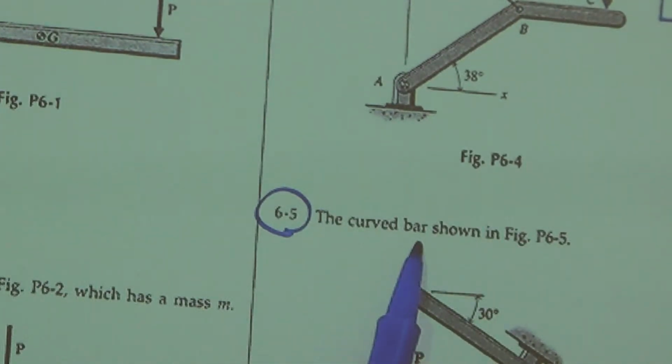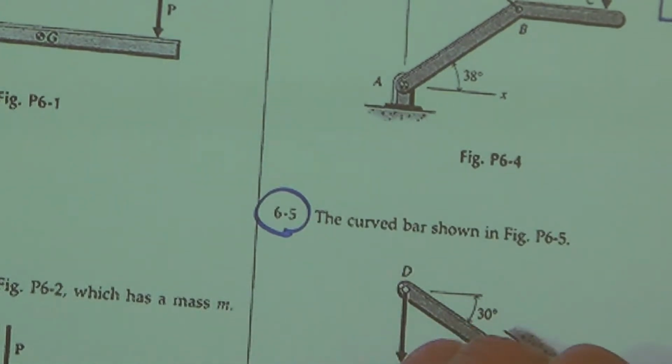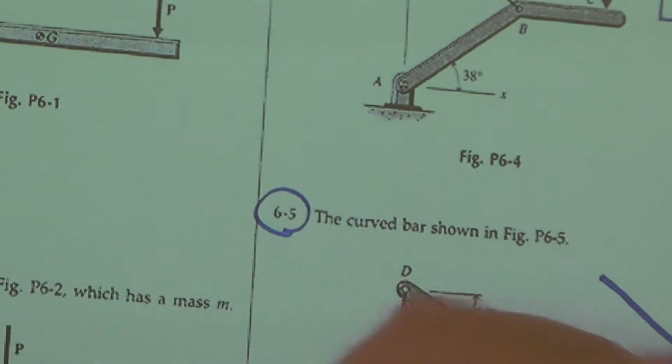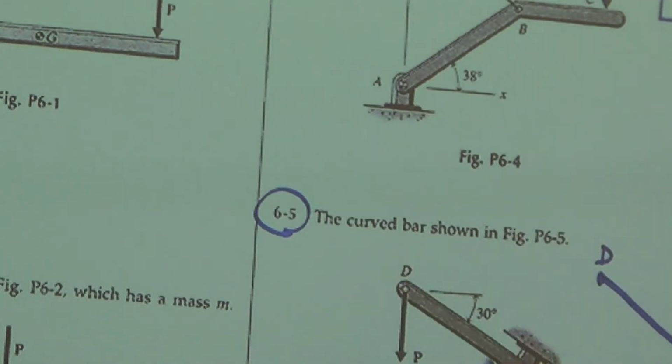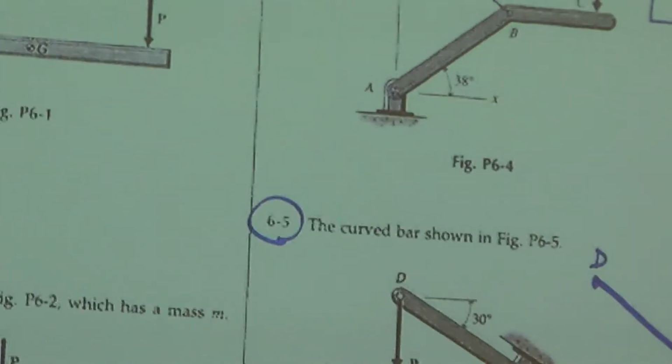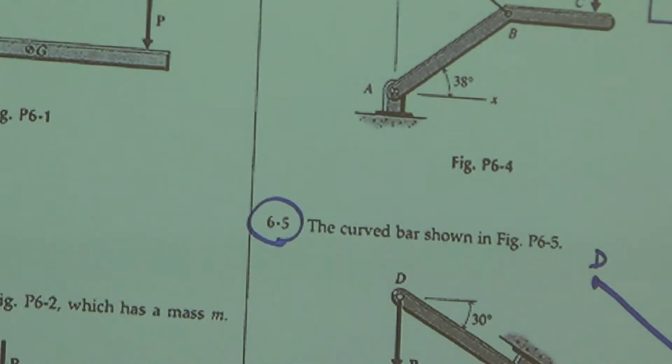They want us to draw a free body diagram of the curved bar. So I'm drawing the curved bar. This is point B. This is point C. And this is point B. So let's start with the forces. So Eugene, what forces should I show on that free body diagram? What is that bar being subjected to?